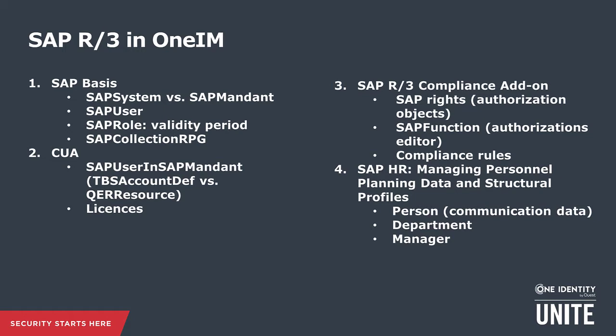The CUA support adds additional information about SAP users and on which clients these users are provisioned. Sub-user in submandant is the table that will provide this information. The compliance add-on provides, in addition to the rights and authorization editor, the ability to create SAP functions to be used in compliance rules to evaluate toxic permission combinations.